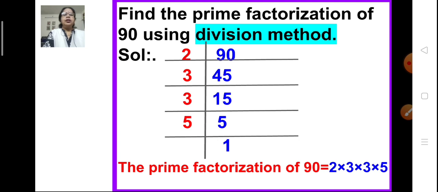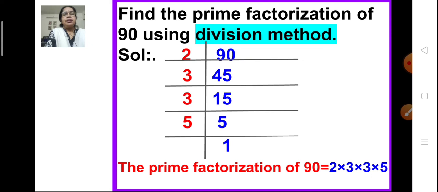So these are the two methods of prime factorization of numbers. Children, this concept of prime factorization is very important. So you can take more numbers and find their prime factorization by both these methods, factor tree method and division method. You can take more numbers for practicing this.